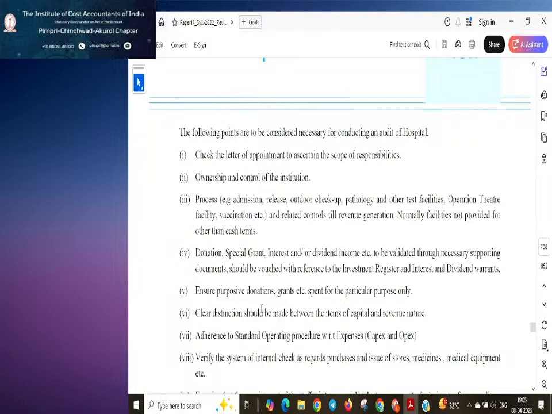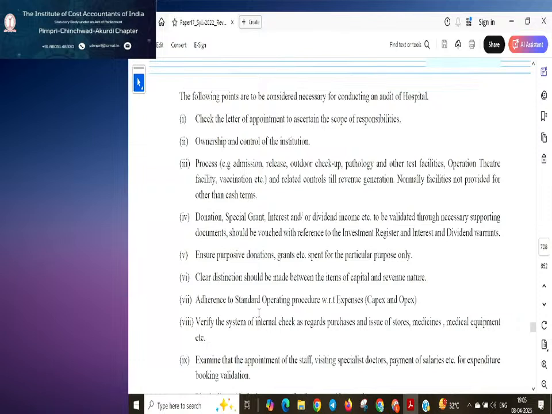Then a clear distinction should be made between items of capital and revenue nature. Irrespective of the type of business, there is always a confusion between capital expense and revenue expense, the revenues which are capital in nature and which are revenue in nature. So there should be a clear distinction between these two. Then adherence to SOP. SOP is nothing but standard operating procedure regarding CAPEX and OPEX.